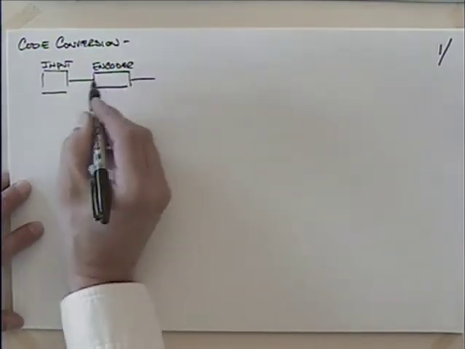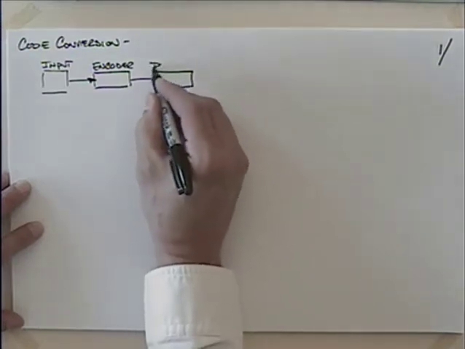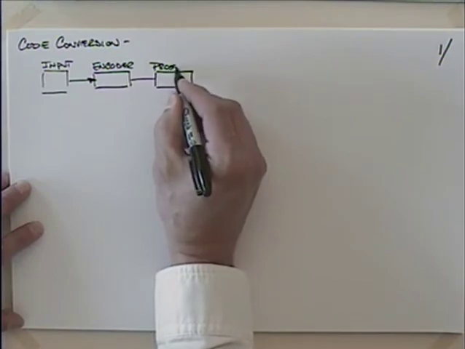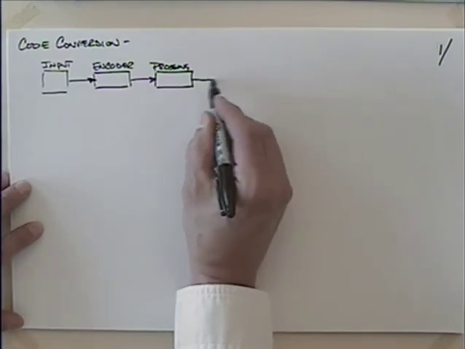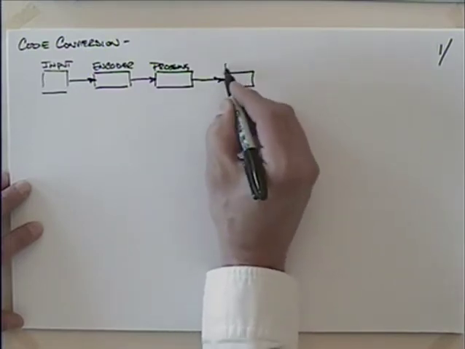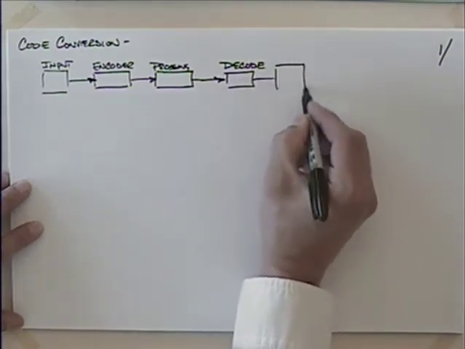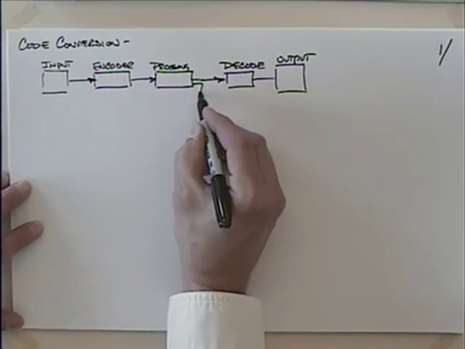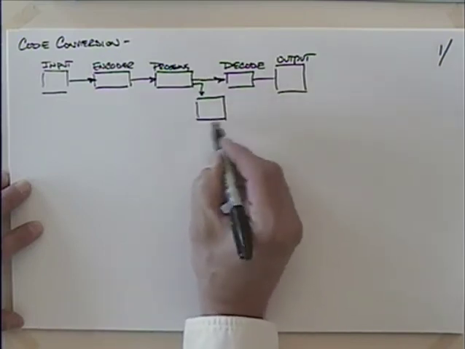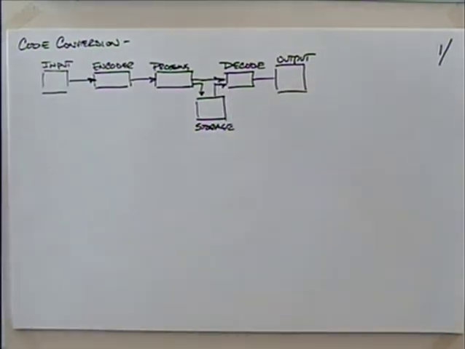Then we'd have some processing. And at this point, it could go on to decoding it, and then output. I guess if we wanted to be complete here, we might have storage in here. So something like that. So I'm going to talk a little bit about encoding.